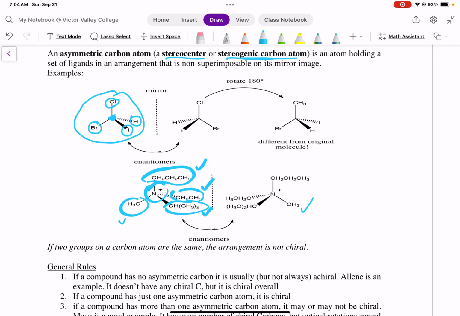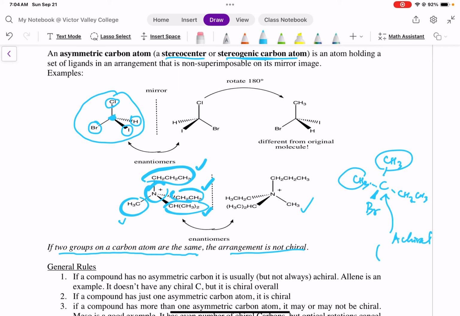Now, if two groups on the carbon are the same, then it's not chiral. So if you have a methyl and you have another methyl, by the way, wedge bonds mean towards you and dash mean away from you. If you got a C2H5, that's an ethyl. Now you got two methyls of the same, this is automatically not chiral. And you can have a Br here or whatever. Or if you have 2 Br or 2 Cl, not chiral. Achiral means not chiral.